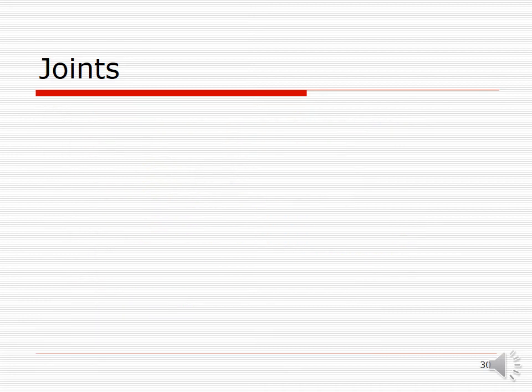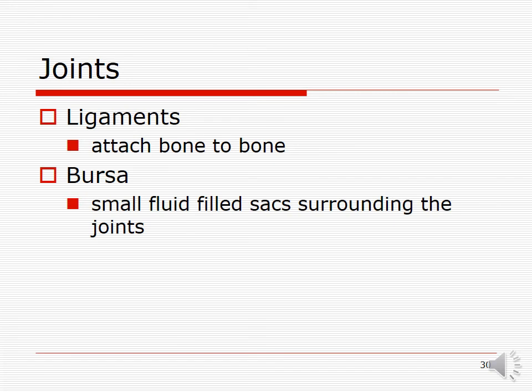So joints, again, that's where those bones come together. And I talked to you a little bit before, the ligaments are what attach. That's connective tissue that attaches bone to bone. And just so you know, tendons are going to attach muscle to bone.